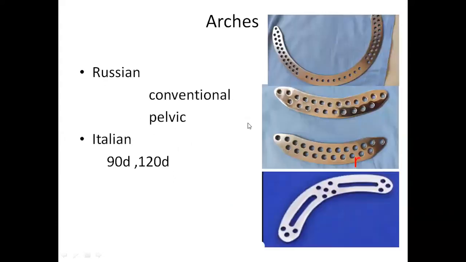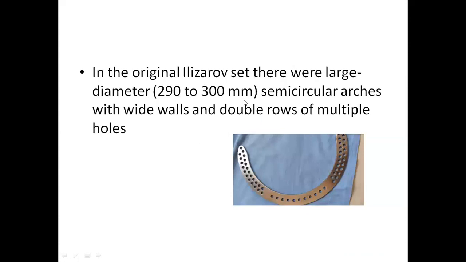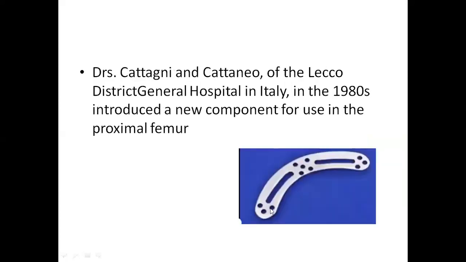There are Russian arcs and Italian arcs. In Russian arcs, there is the conventional arc, which is a big arc, usually of big diameter. You can get it from 80 millimeter diameter to 300 millimeter diameter, and it has two holes in a row, which facilitates you to assemble all the wires in a very comfortable way. And this is called the Italian arc.